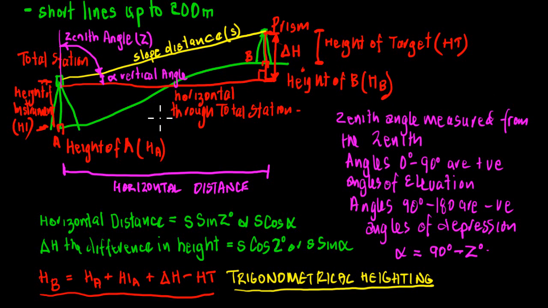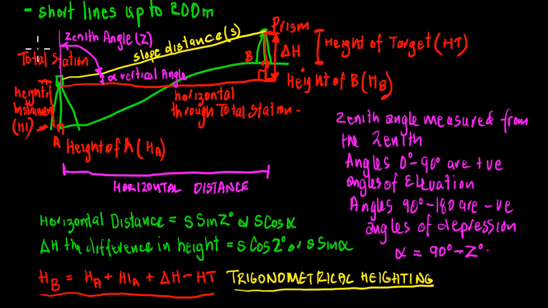Now what occurs here, of course, is that we either measure the zenith angle or its complement, the vertical angle. If the zenith angles are between 0 and 90, they're angles of elevation, and if they are between 90 and 180, they're negative angles of depression. And the vertical angle can quite easily be worked out by just subtracting, 90 minus the zenith angle, which will give the correct sign.